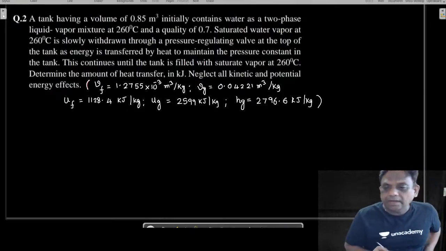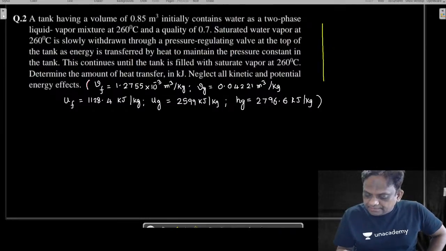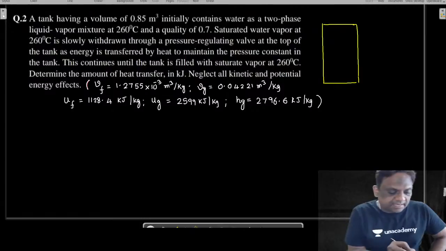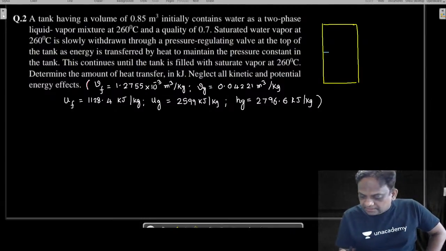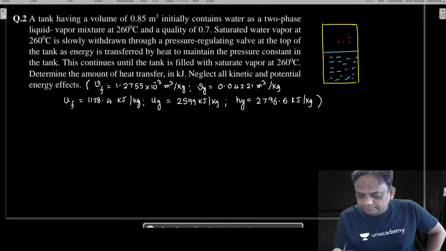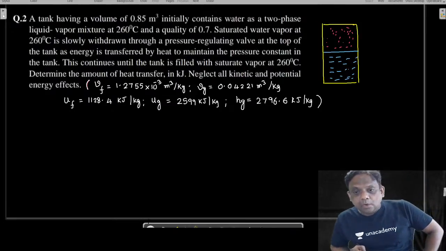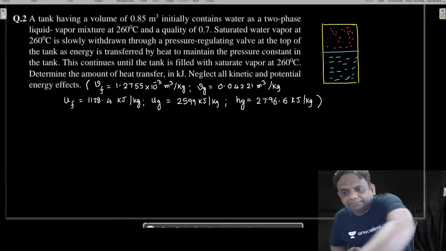Okay na? White color ठीक रहेगा, yellow ठीक रहेगा. चलो. There is a tank. This tank contains, देखो, there is water and there is vapor. Look at. What is the initial dryness fraction given? Anyone? What is the initial dryness fraction given?